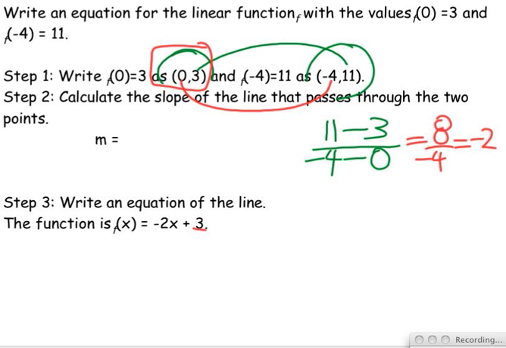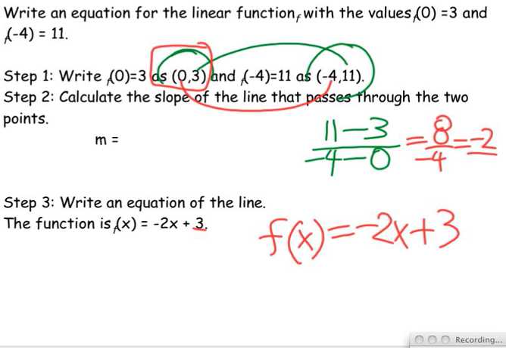Okay, so you rewrite it that way. Our slope is here. Our y-intercept is here. And so that's how we figure out those points there. So let's try a couple more quickly. Write an equation for the linear function with the given values.